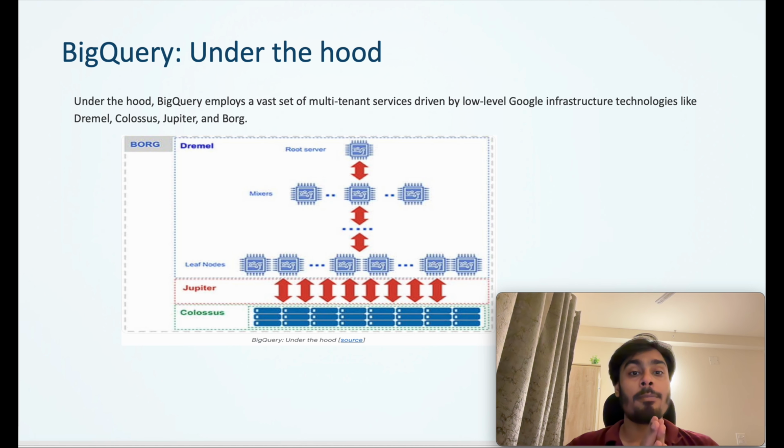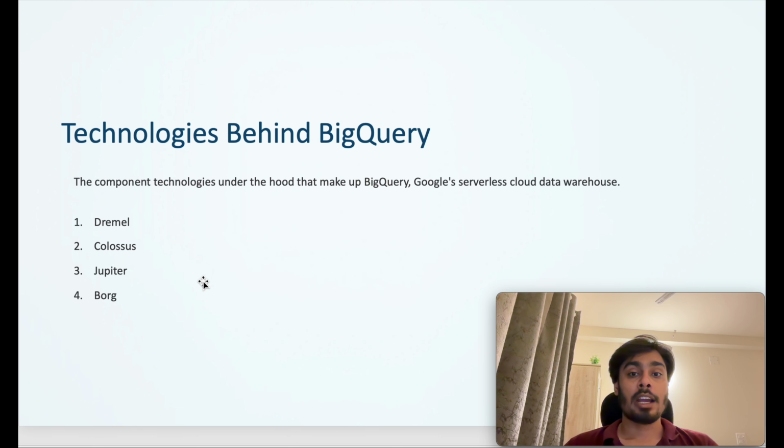Under the hood, BigQuery employs a vast set of multi-tenant services driven by low-level Google infrastructure technologies like Dremel, Colossus, Jupiter, and Borg. Borg basically orchestrates the entire cluster. Dremel is the execution engine where it runs. Mixers are nothing but the aggregators. Leaf nodes are the slots. Jupiter basically establishes the network connection. Colossus is the storage, and we'll go through each of the terminologies one by one. These are the technologies behind BigQuery: Dremel, Colossus, Jupiter, and Borg.